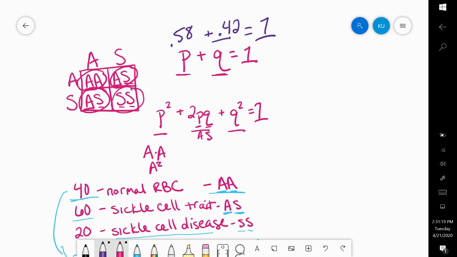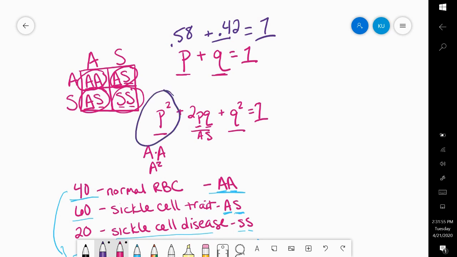Now, the other way to figure out Q is to take the 100 divided by 240, and it should equal 0.42 also. So you know that you have 58% of the population having dominant alleles and 42% of the population with recessive alleles. And if they want to know how many individuals are homozygous dominant, how many are heterozygous, and how many are homozygous recessive, you have to take those numbers that you figured out for the P and the Q and plug them into the equation. Everything is kind of done separately.